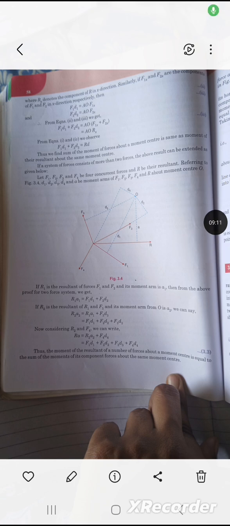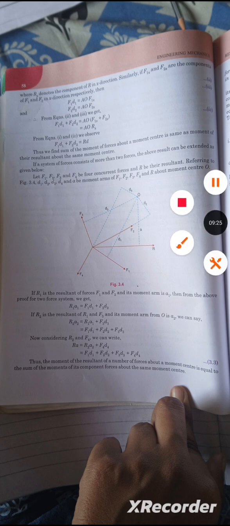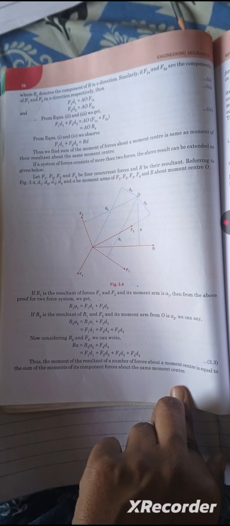We can write RD is equal to R into AO cos theta, that is AO into R cos theta, is equal to AO into Rx, where Rx denotes the component of R in the x direction. Similarly, if F1x and F2x are the components of F1 and F2 in the x direction respectively, then F1 D1 is equal to AO F1x and F2 D2 is equal to AO F2x. So here is the proof given. Thus the moment of the resultant of a number of forces about a moment center is equal to the sum of moments of its component forces about the same moment center.